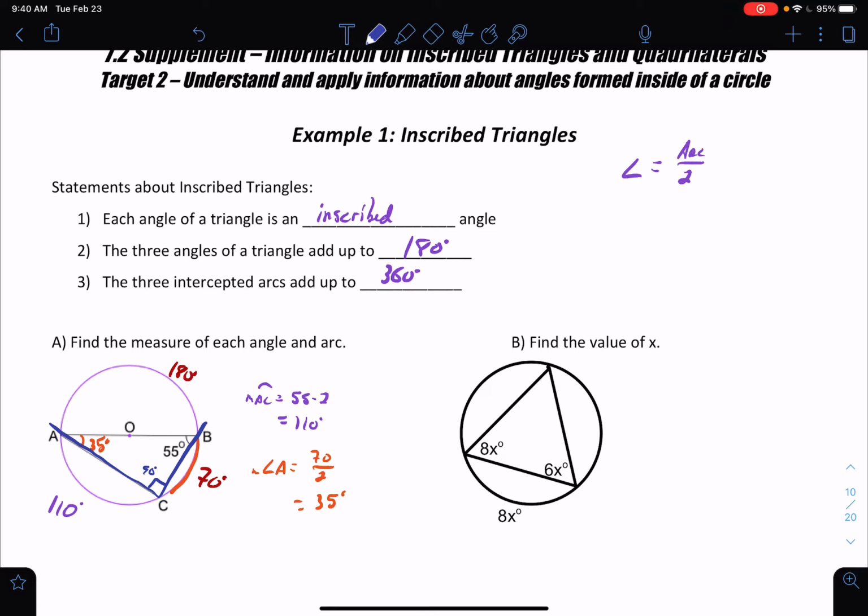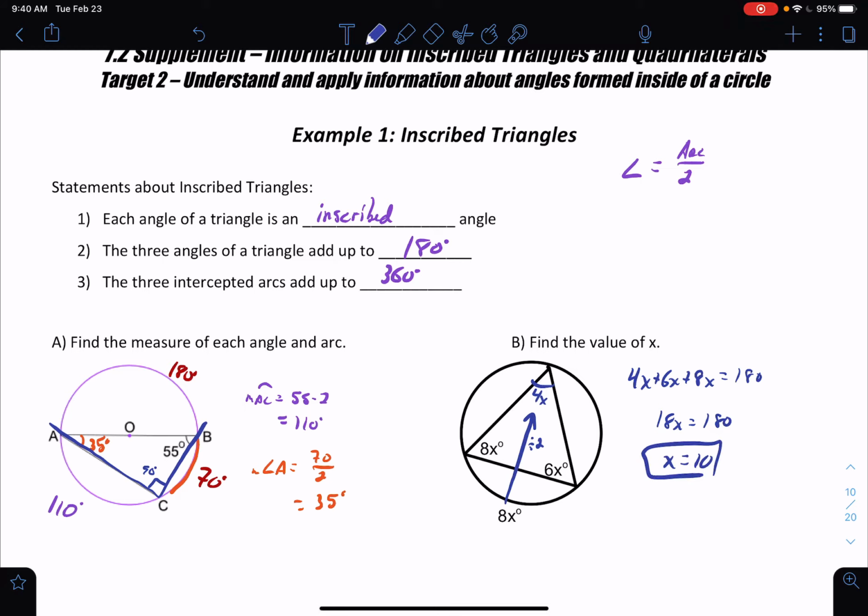What about in part B? Find the value of x. Well, there are a couple different ways to deal with this. Either we can deal with arcs or we can deal with angles. So if I deal with angles, I need to take this arc and divide it by 2 to get this inscribed angle here, which is going to be 4x. And then I could set up 4x plus 6x plus 8x equals 180. So I'll get 18x equals 180, or x is equal to 10. So that's one way we could do it.